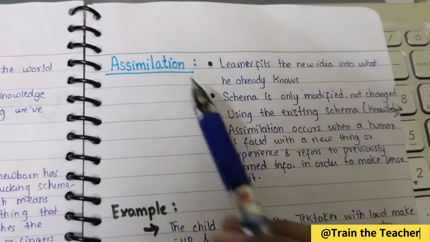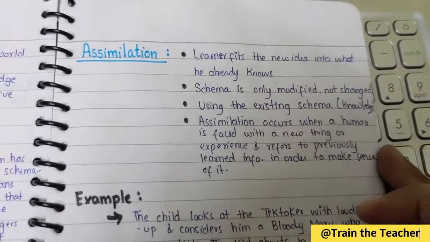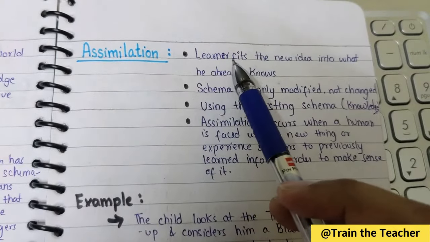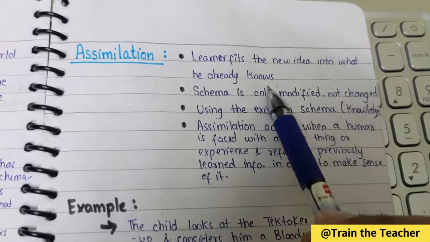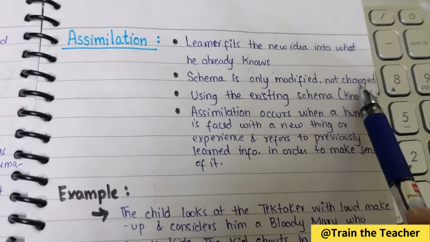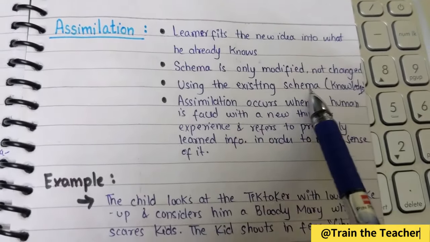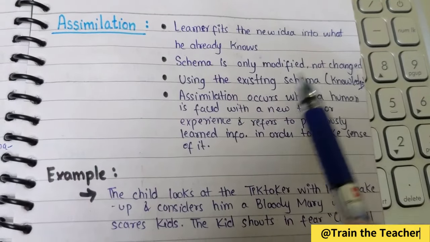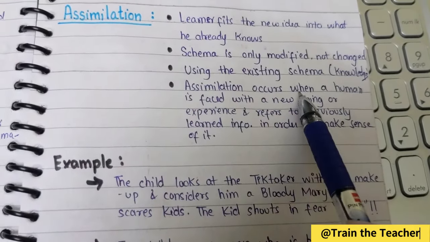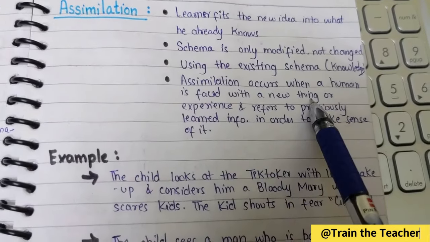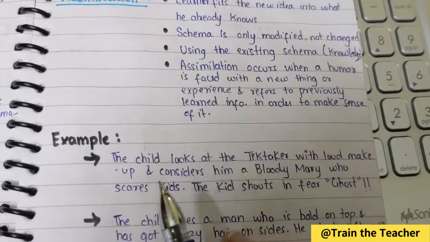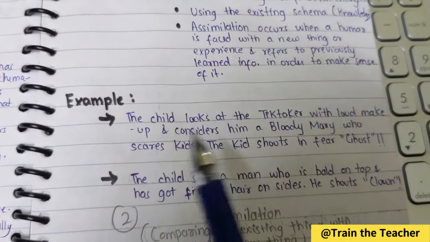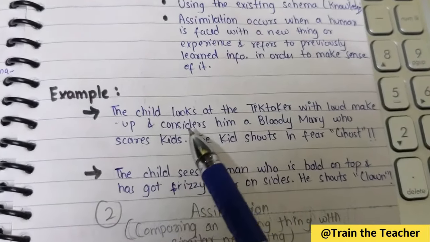Now we'll understand what assimilation means, everybody. In assimilation, the learner fits the new idea into what he already knows. Schema is only modified, not changed, using the existing schema, the existing knowledge. Assimilation occurs when a human is faced with a new thing or experience and refers to previously learned information in order to make sense of it. Again, example देखते हैं, बहुत अच्छे से समझ आएगा आपको.